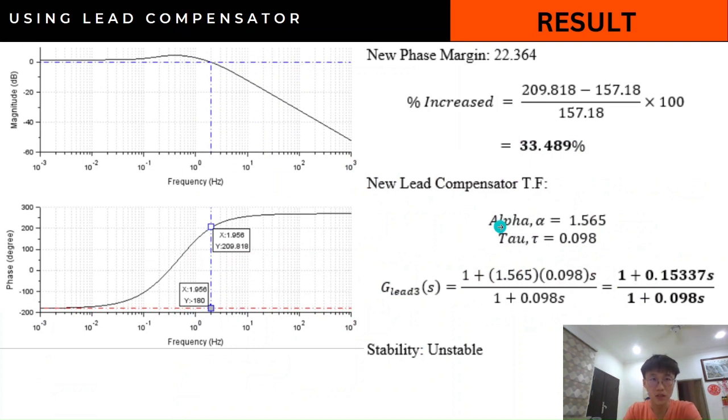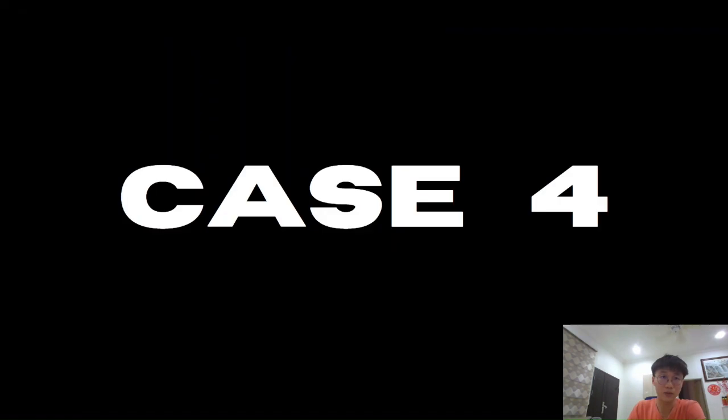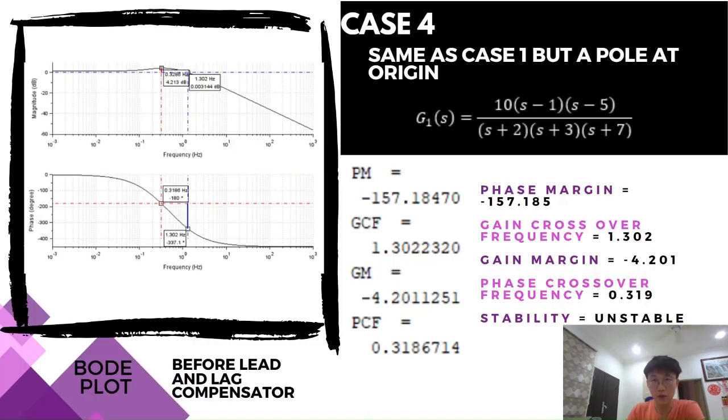So let us see the result of lead compensator. The new phase margin is 22.364, and the percentage increase is 33.489%. For the lag compensator, the new phase margin is negative 25.54, and the percentage increase is a negative value, which is negative 11.944%. So next is case 4.